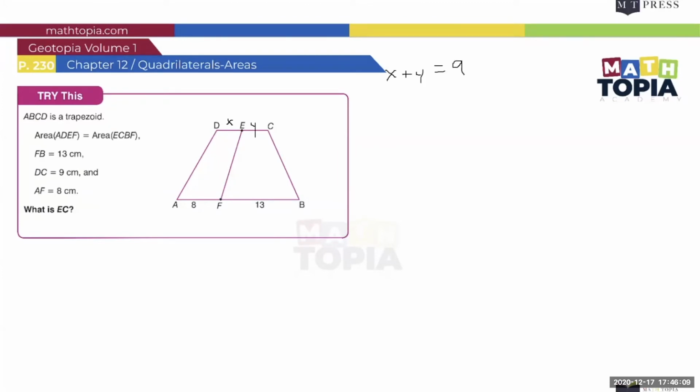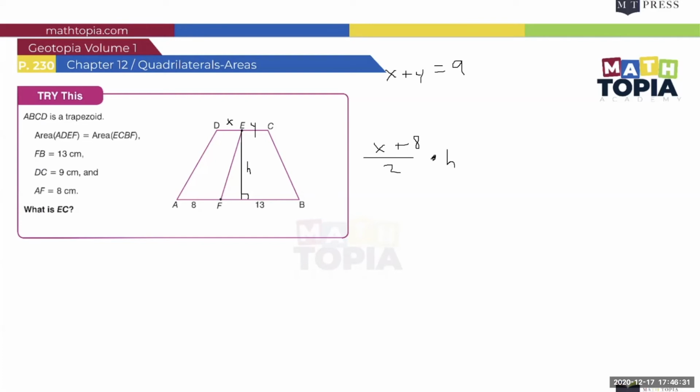And now we can use the area formula for a trapezoid. Let's just call the height an arbitrary number. The height can be h, right? So now let's find the area of DEFA, right? The area of that trapezoid is going to be (x plus 8) over 2 times h.